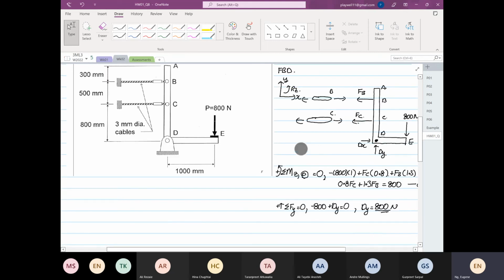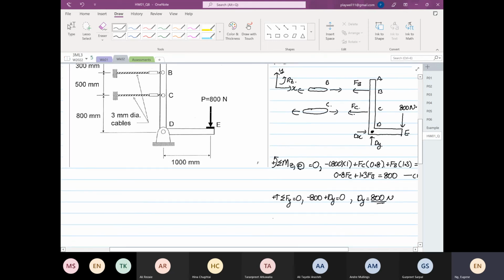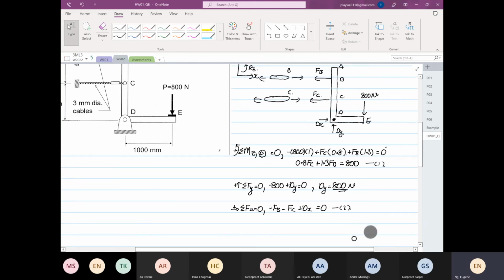Then I form another equation. Okay, summation of forces in the x direction is equal to 0. Right, so you have minus FB minus FC plus Dx, and the whole thing is equal to 0. This is our equation number 2. And now you have 2 equations, 3 unknowns, absolutely useless for us. You can say that this is statically indeterminate, yes or no, right?